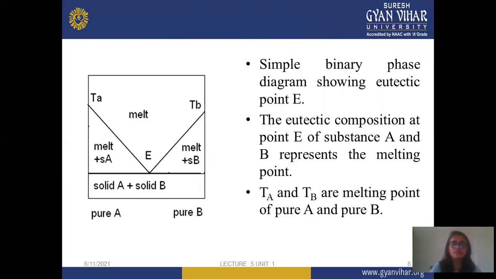In this, first, the simple binary phase diagram shows the eutectic point E and the eutectic composition at point E of a substance. A and B represent the melting points. Means you can see this diagram. E is the eutectic mixture point of the compound, and A and B are the two melting points of that eutectic composition. TA and TB are the melting points of pure A and B. This is the eutectic mixture of A and B, and the eutectic point E is where both A and B melt, at a lower melting point temperature than A and B.